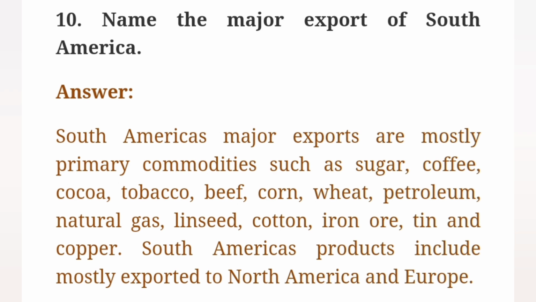Tenth question, name the major exports of South America. Answer, South America's major exports are mostly primary commodities such as sugar, coffee, cocoa, tobacco, beef, corn, wheat, petroleum, natural gas, linseed, cotton, iron ore, tin and copper. South America's products are mostly exported to North America and Europe.